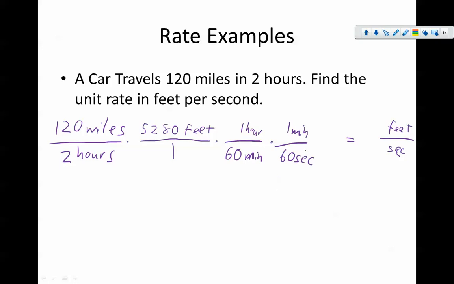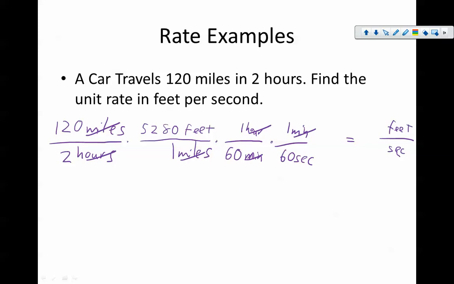From this point, we can cancel some of this stuff. You might remember that when we're multiplying fractions, we can cross-cancel. Sorry, this should be 1 mile down here. So we can cancel that miles with that miles, that minute with that minute, and that hour with that hour. Notice that I'm canceling the words.